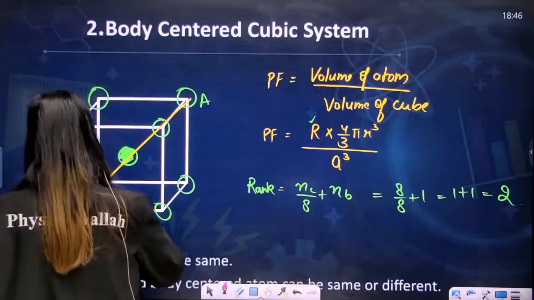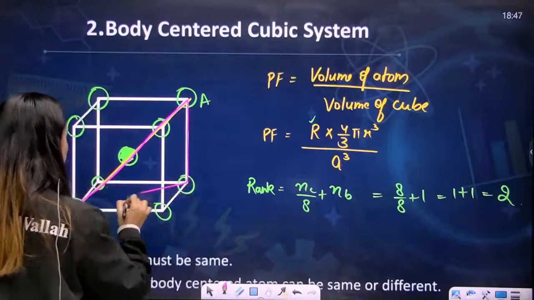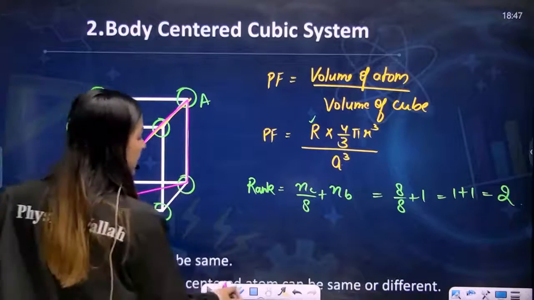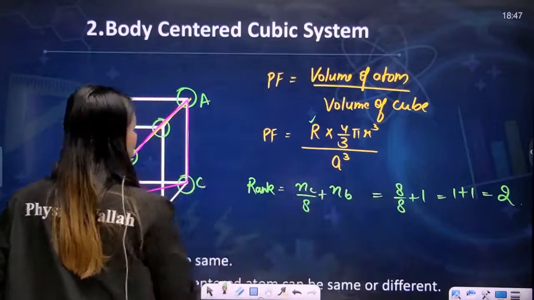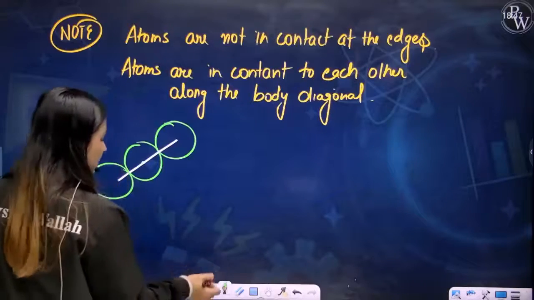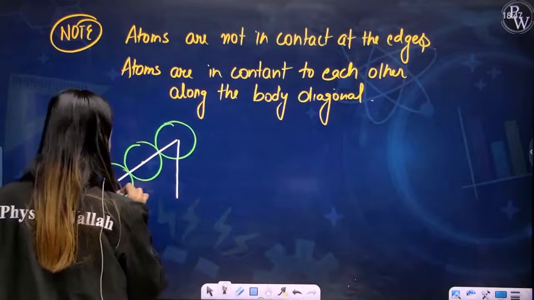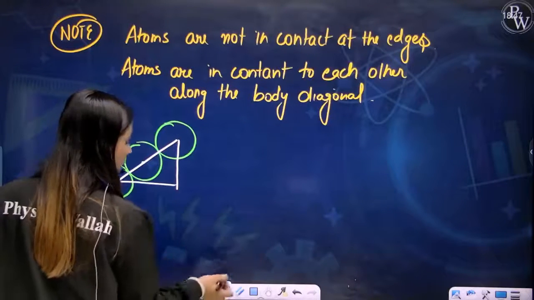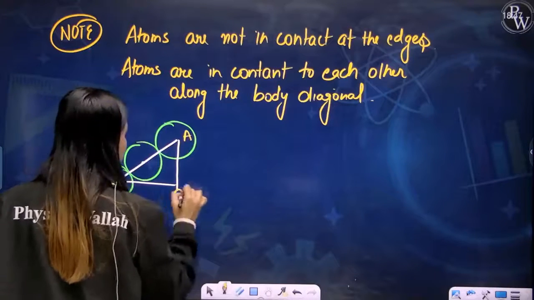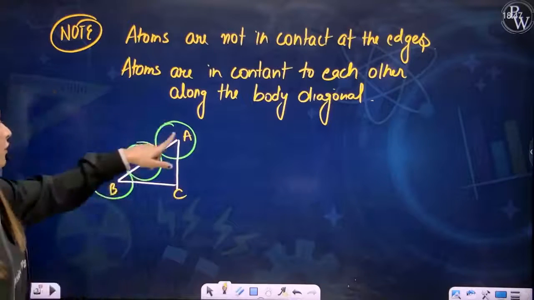I'll consider this triangle. This is the triangle that we will be considering. Let's call this point C. Okay, so I am considering this triangle. Here, my dear students, this is A, this is B, and this is C. So I want to calculate the length of AB.